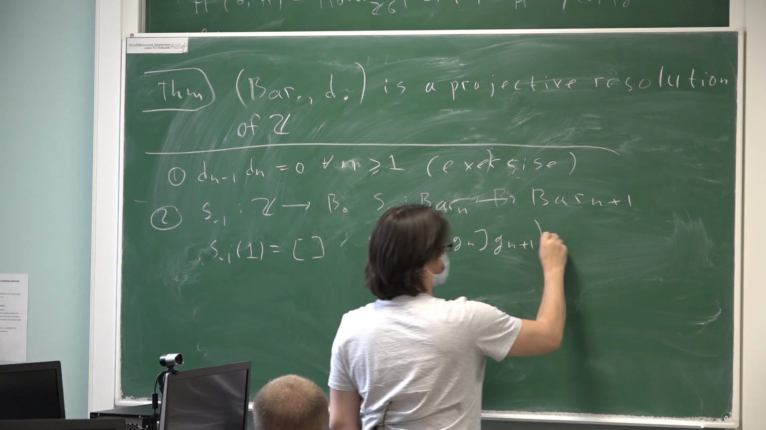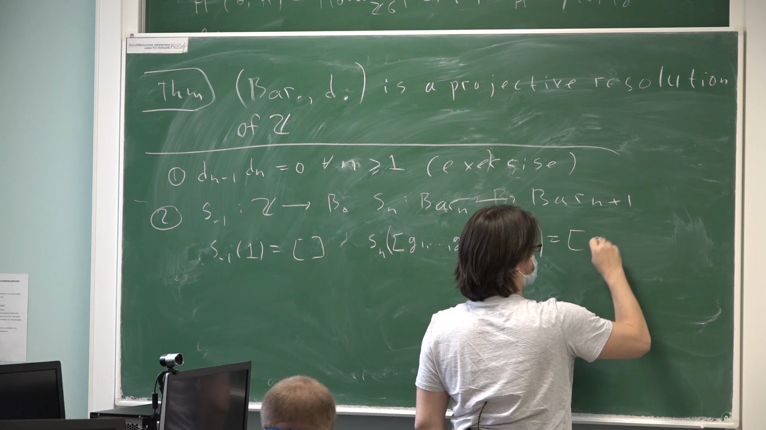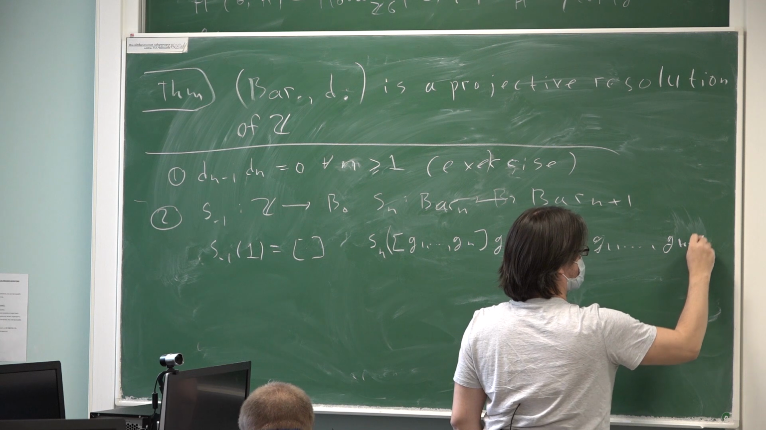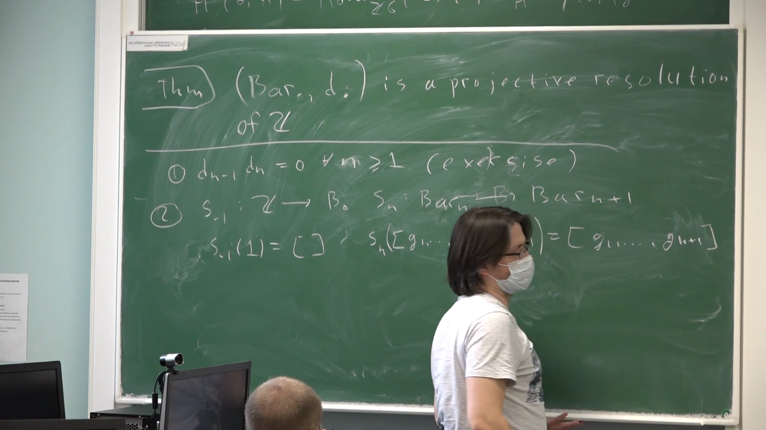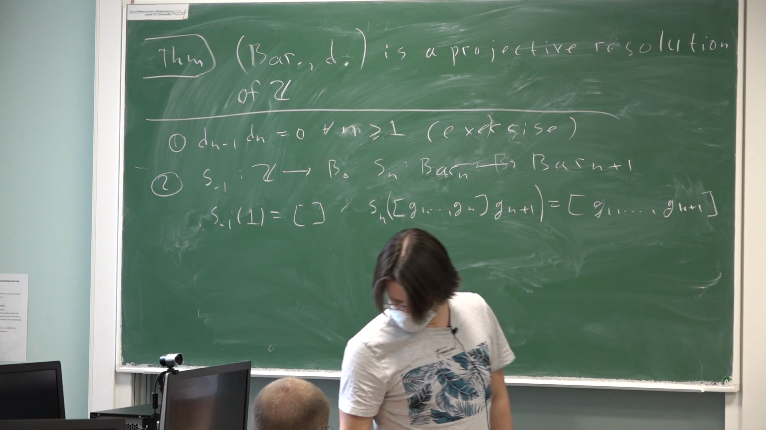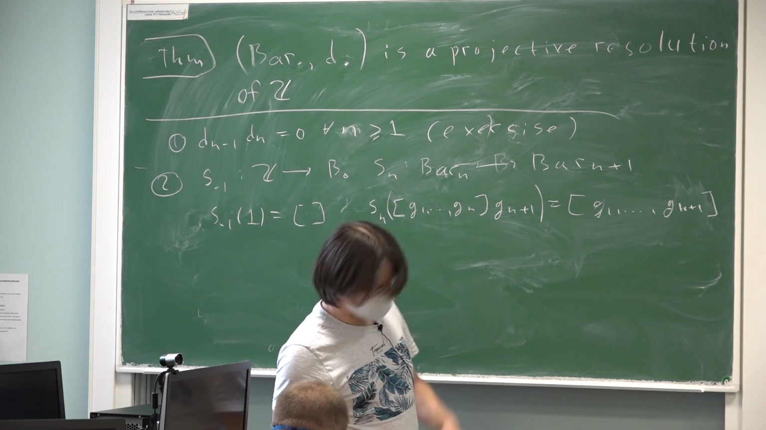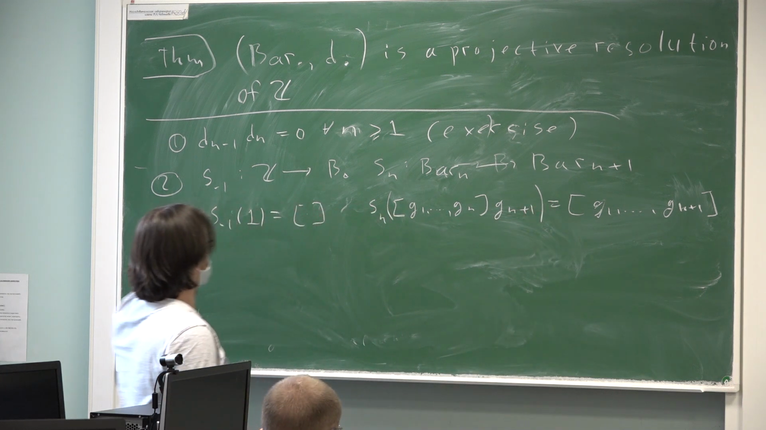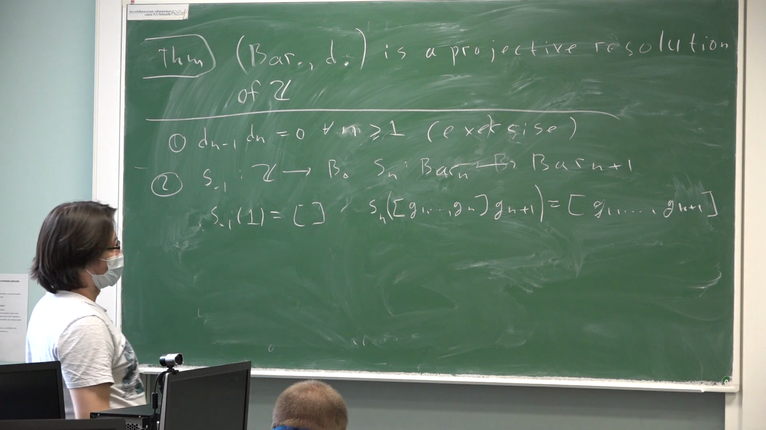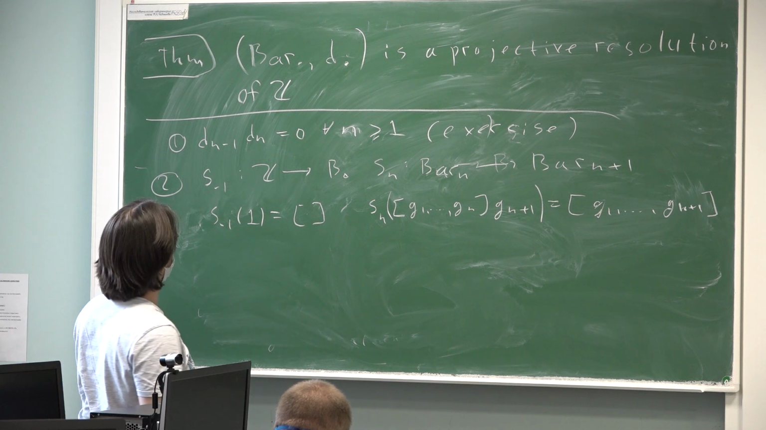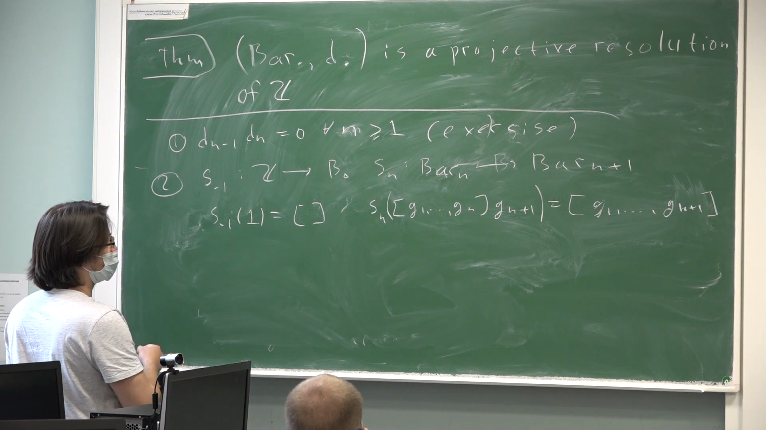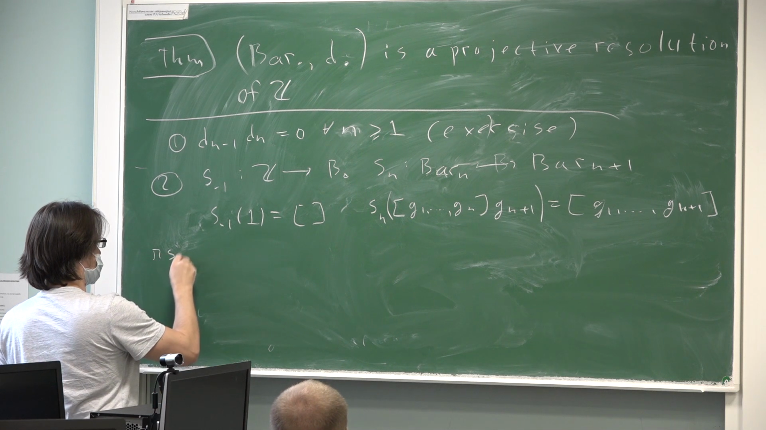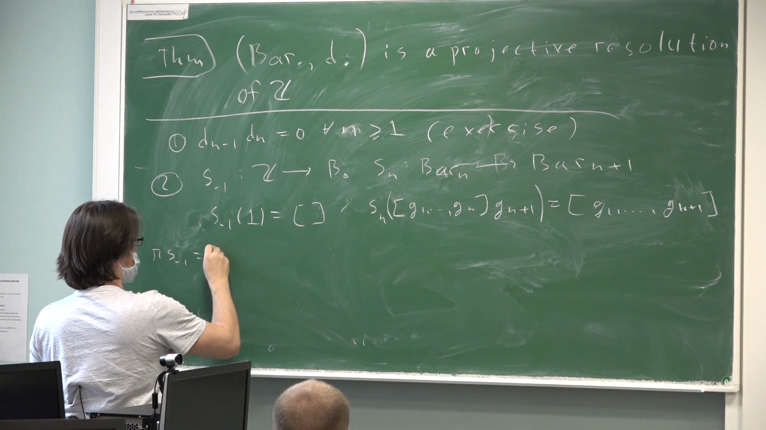And we send it to the bracket g1, ..., gn, g_{n+1}. Well, we'll see if I'm wrong or right, because probably I had to put some sign here, like minus 1 to the nth power. Let us see. Well, it's clear that pi s minus 1 is the identity.